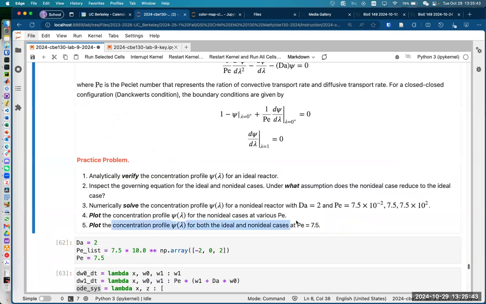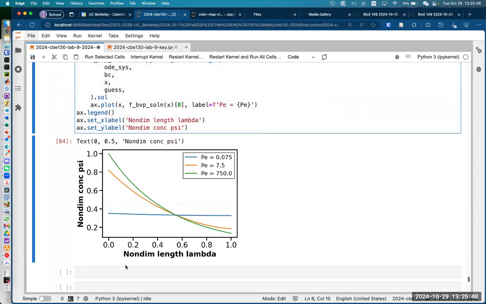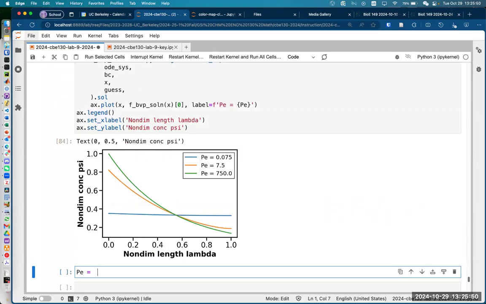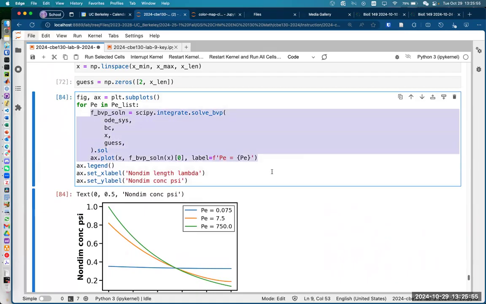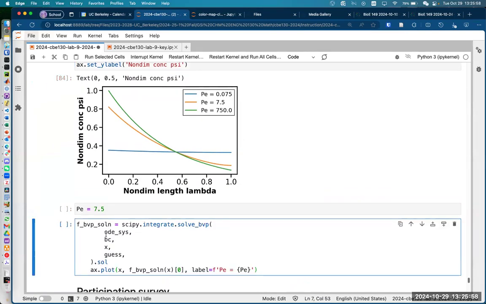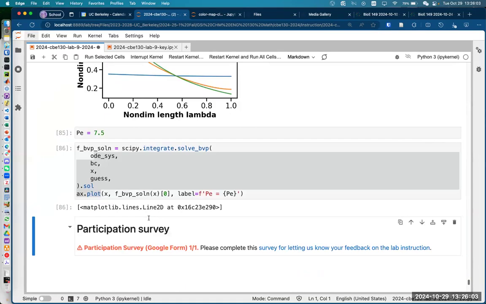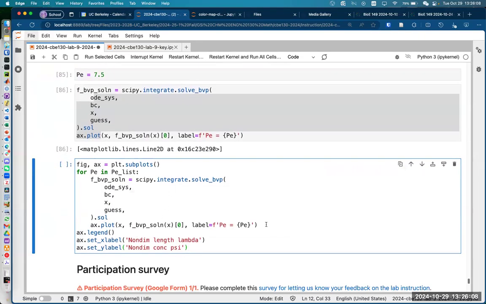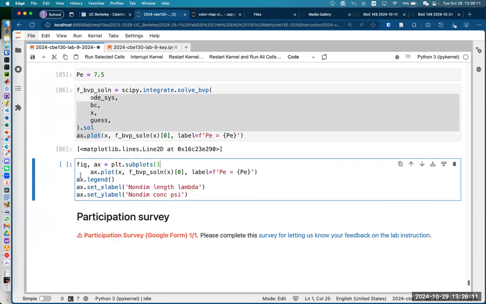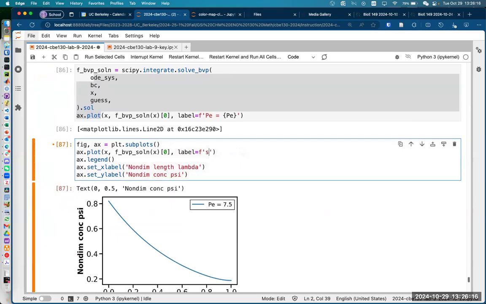And then also plot the concentration profile for the ideal and non-ideal case for Peclet number equal to 7.5. So Pe is equal to 7.5, and I'll just copy the solve BVP down here. And we're solving it when the Pe is equal to -5. I'll copy the plotting as well, remove the for loop, and plot the solution for solve BVP. So this is the non-ideal case.